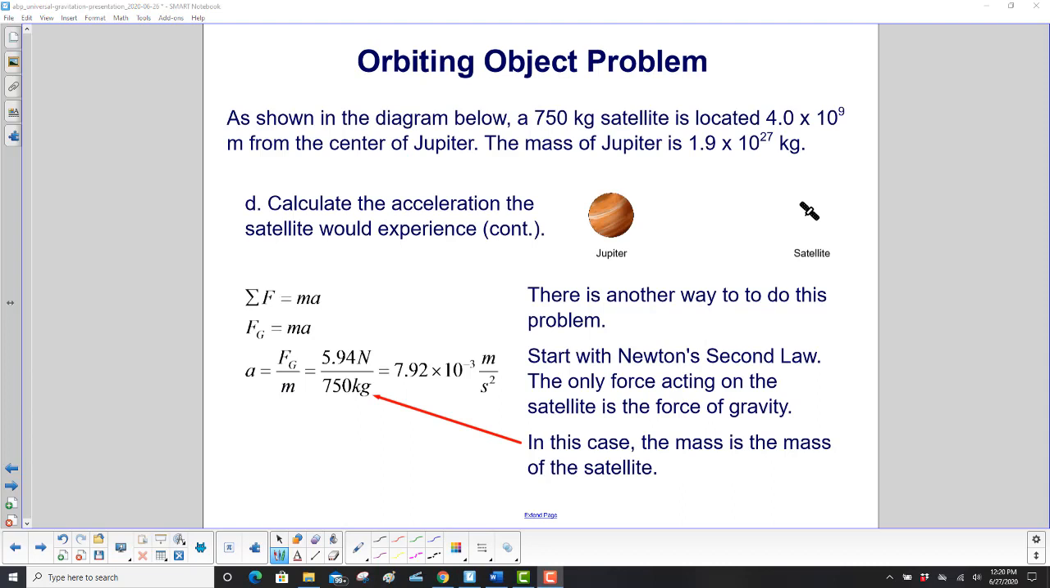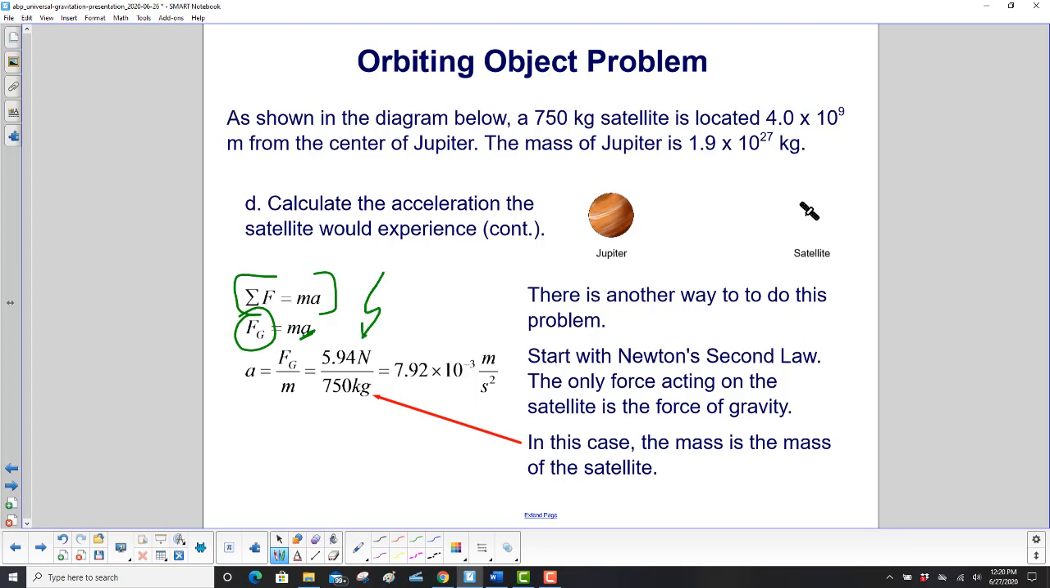What's cool about this is we can use another one of Newton's equations to get the same answer. We have Newton's second law. And what's the only force acting on the satellite? Well, the gravitational force due to Jupiter. So we solve for a by dividing both sides by m.